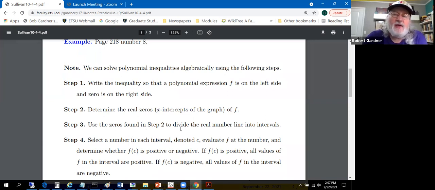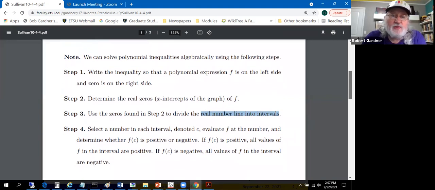Use the zeros found in step 2 to divide the real number line into open intervals. Okay, we're dealing with a polynomial function here, so its domain is all real numbers. So we'll take all real numbers and partition it into intervals using the zeros of function f, as we did previously.